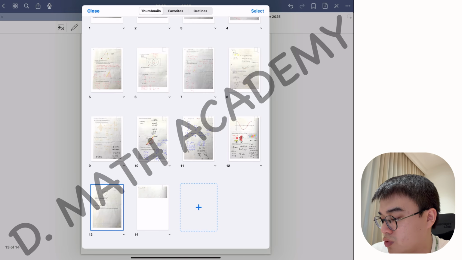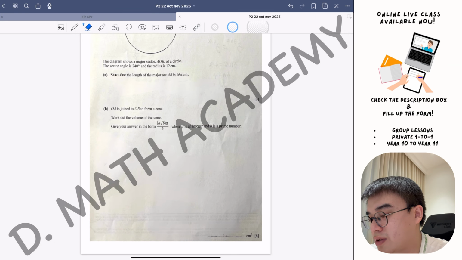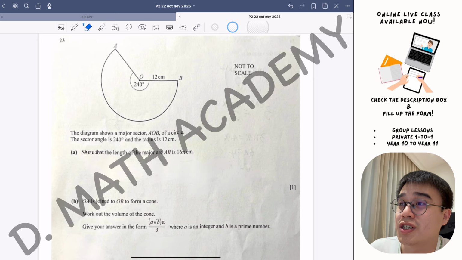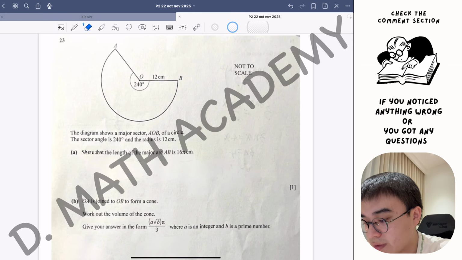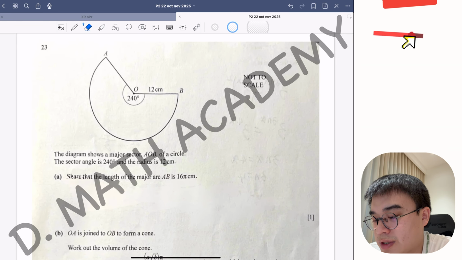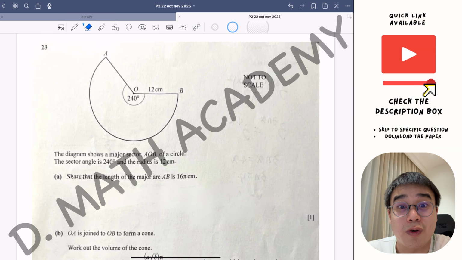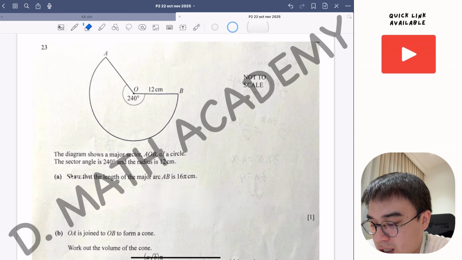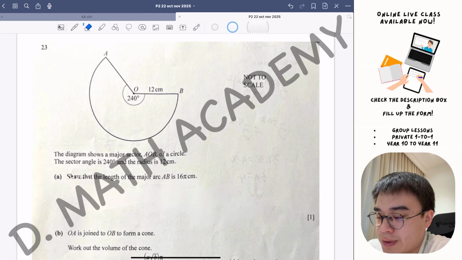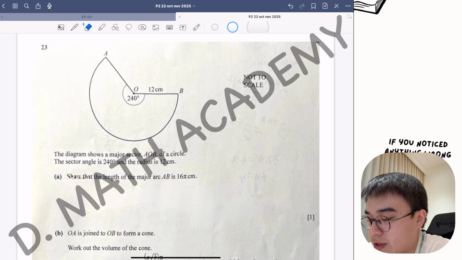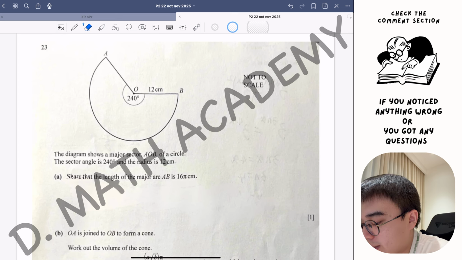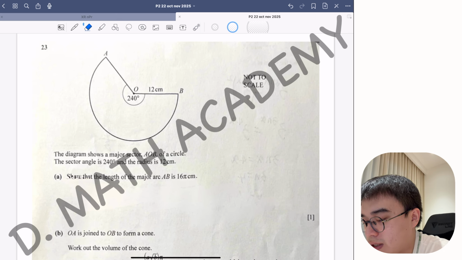For normal students, I want you to just do your differentiation. It will be a safer bet for this sort of question here. Okay, so moving on to the second last question. We're almost done. The diagram shows a major sector AOB of a circle, sector 240, and a radius of 12. Show that the length of the major arc AB is 16 pi.